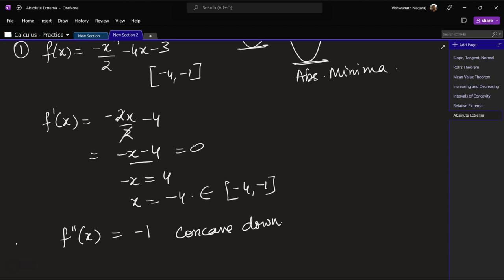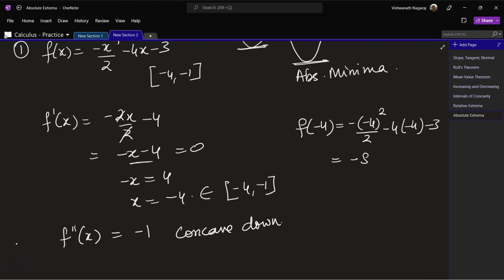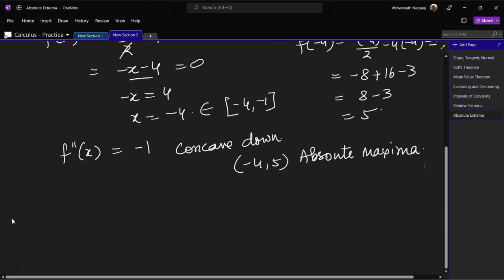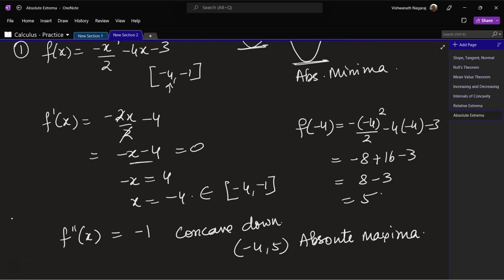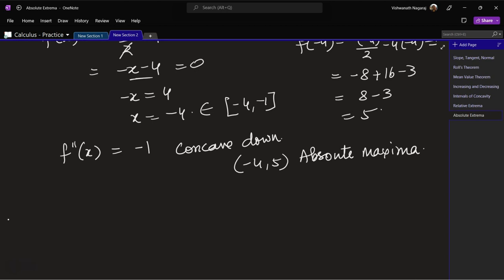That means minus 4. Let's figure out f of minus 4, which gives us minus minus 4 square by 2 minus 4 times minus 4 minus 3. Which gives us minus 16 by 2 is 8, plus 4 for 16, minus 3, which gives us 8 minus 3, which is 5. So minus 4 comma 5 is going to be the absolute maxima. Okay. Now, one endpoint is the maxima, right? There is no other point between these two, minus 4 and minus 1, where the slope is 0. So, that means minus 1 is going to be the minimum.